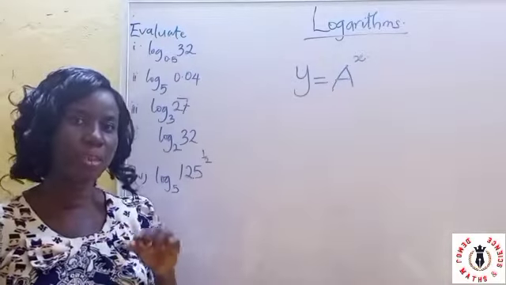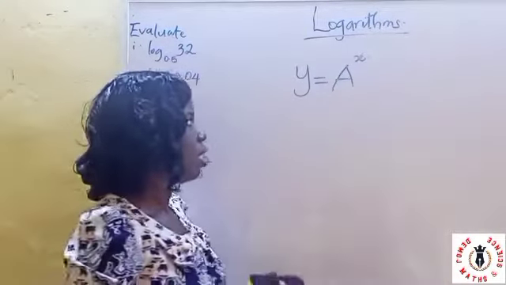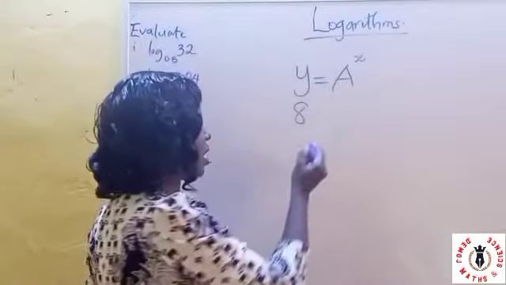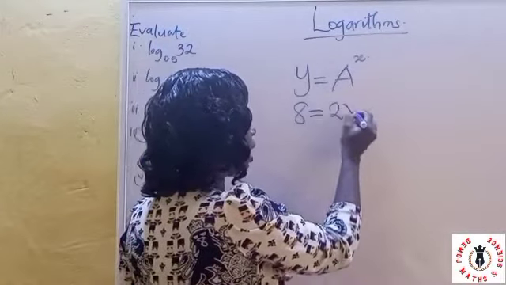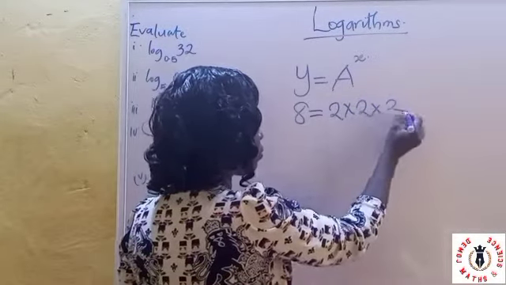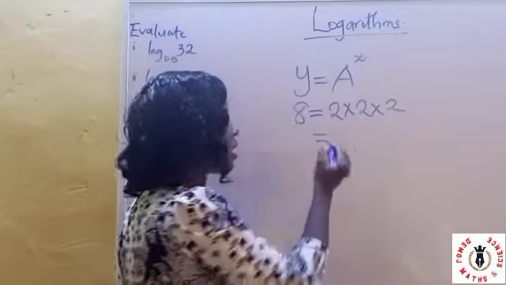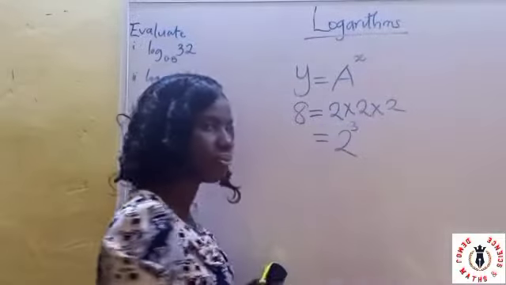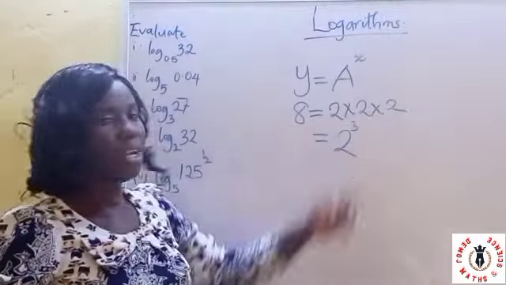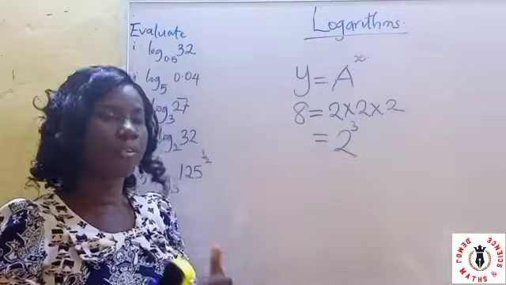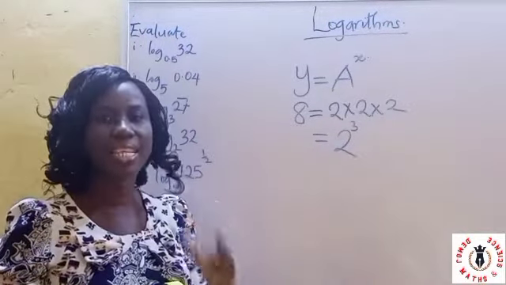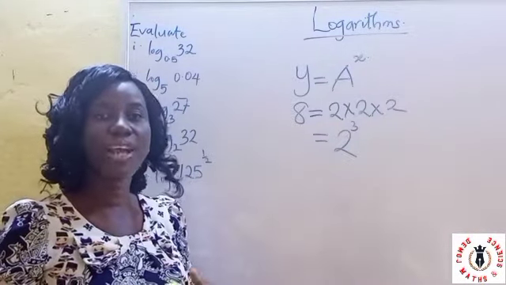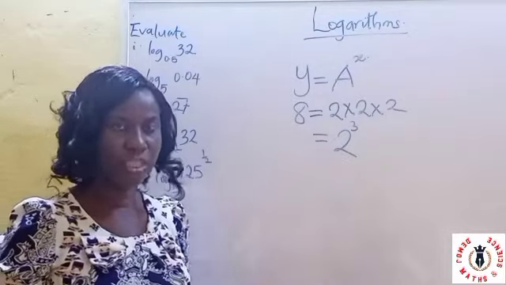Let's look at a simple example. If we have a number 8, we can say 8 is the same as 2 times 2 times 2, which indicates that 8 is equal to 2 raised to the power of 3. Your 3, which is the index, indicates the number of times 2 multiplies itself. And we looked at different laws of indices in the previous class.